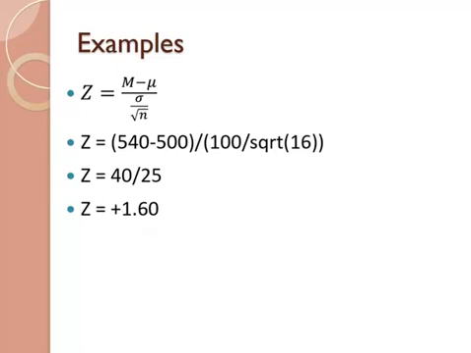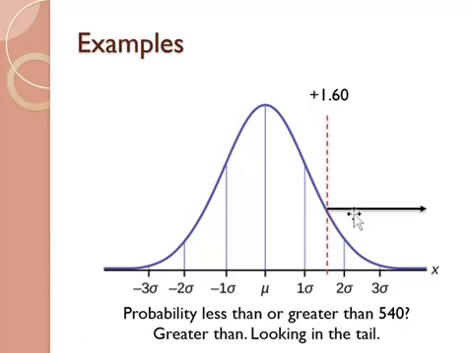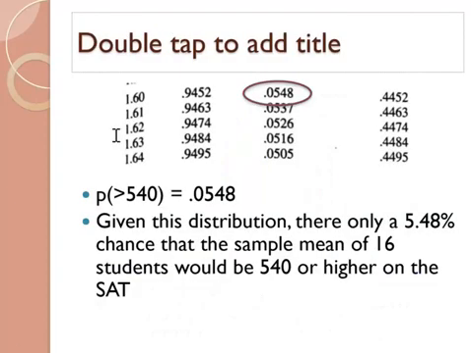This z-score represents an average of 540 for 16 students from this particular population. So now when we plot it, it looks like this. And the question we're asking is: is our probability less than or greater than 540? Just like the other problem, we're looking for the probability above this z-score, so we're looking in the tail. We look up a z-score of 1.60 and find its corresponding proportion in the tail, which is 0.0548.